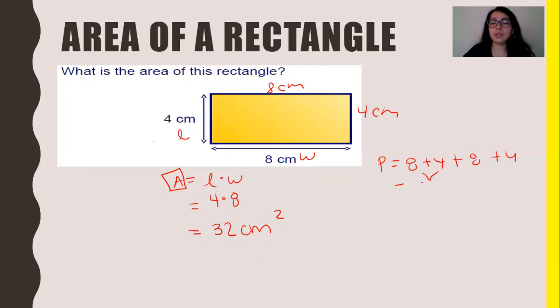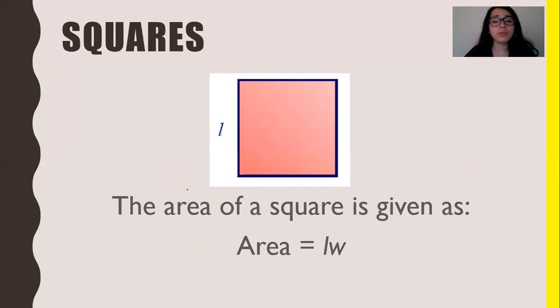I know that 8 plus 4 is 12, and that's another 12. That's equal to 24 centimeters. So notice I didn't put squared for perimeter. I only put that for area.